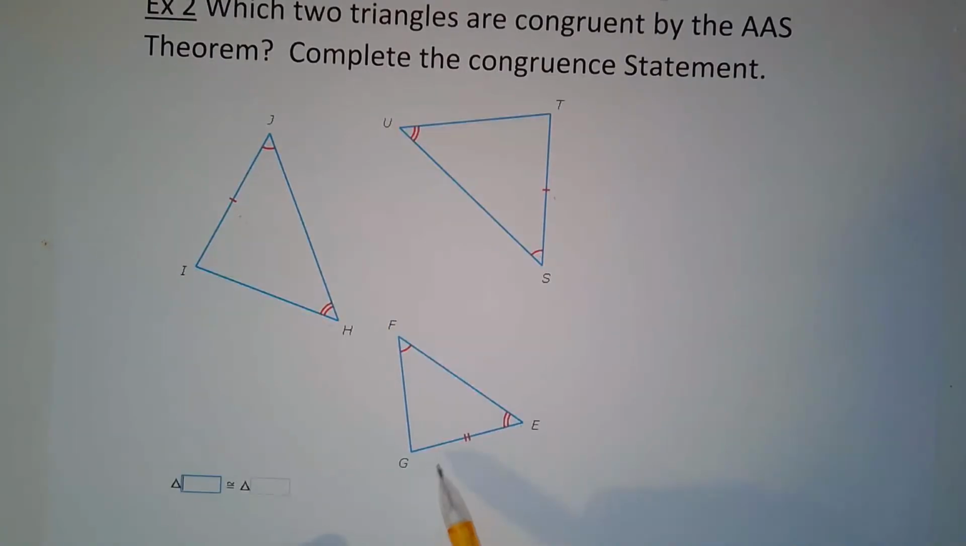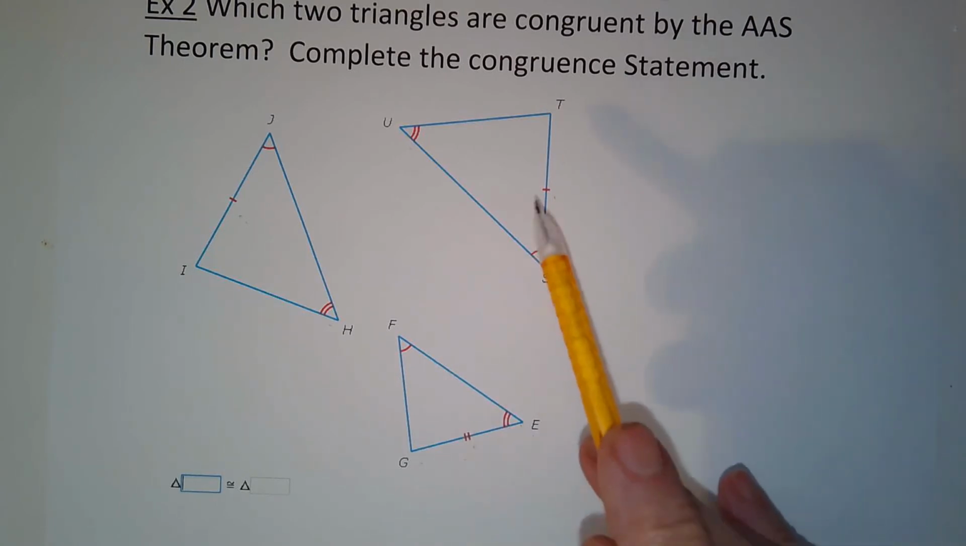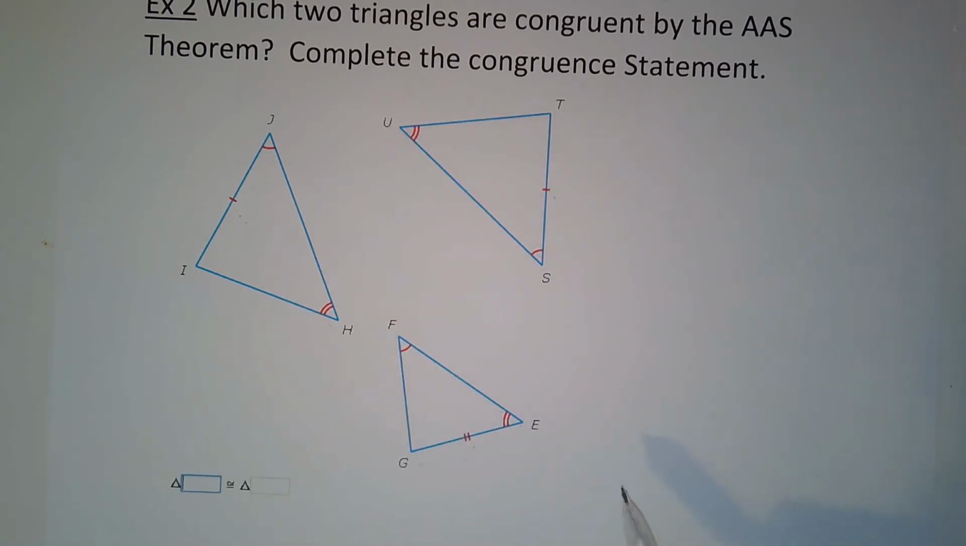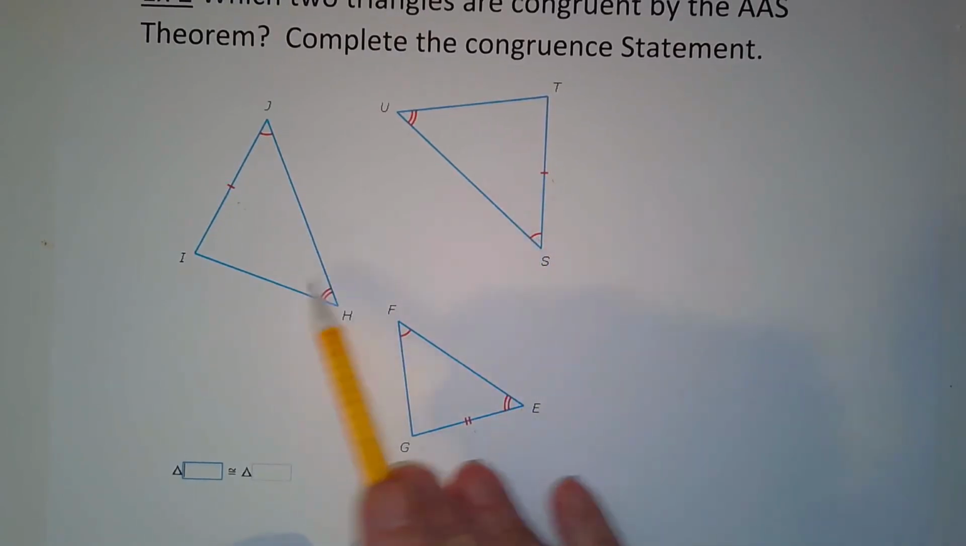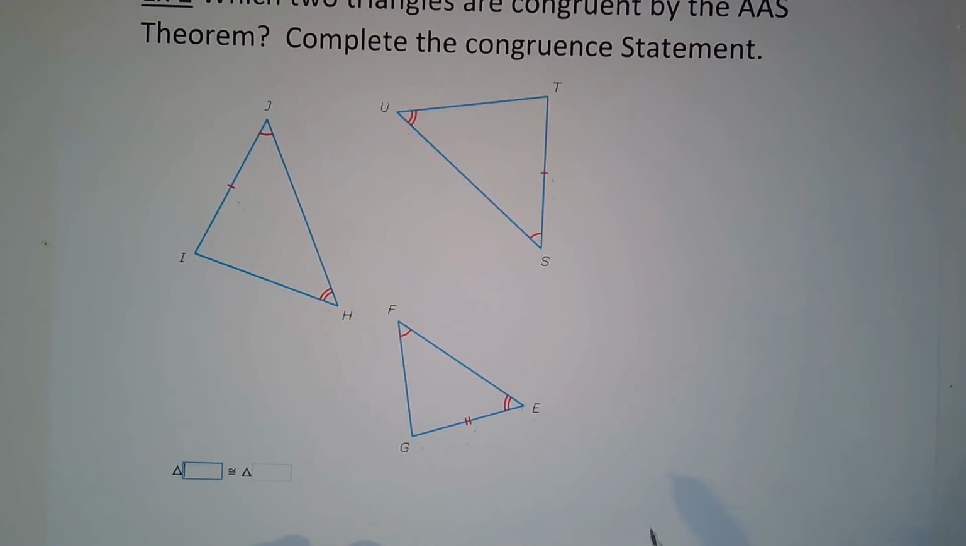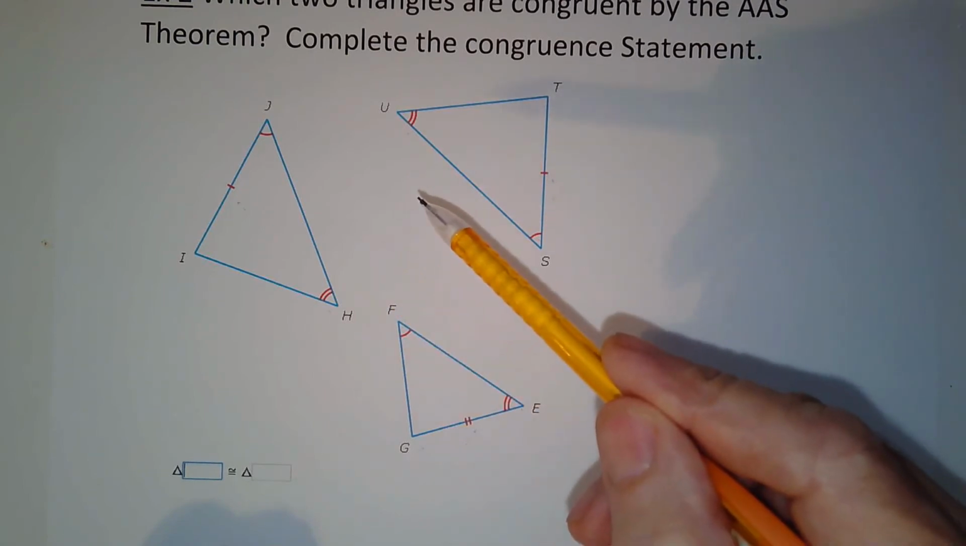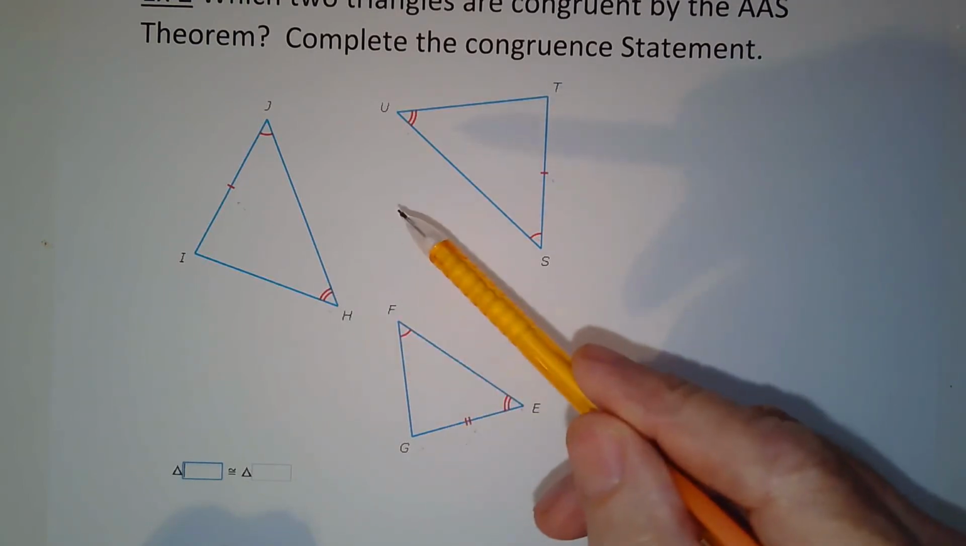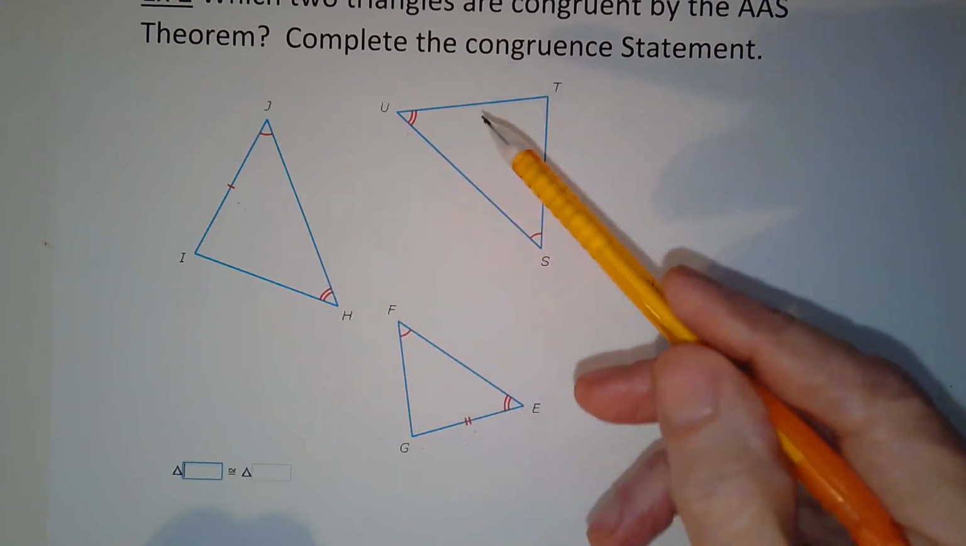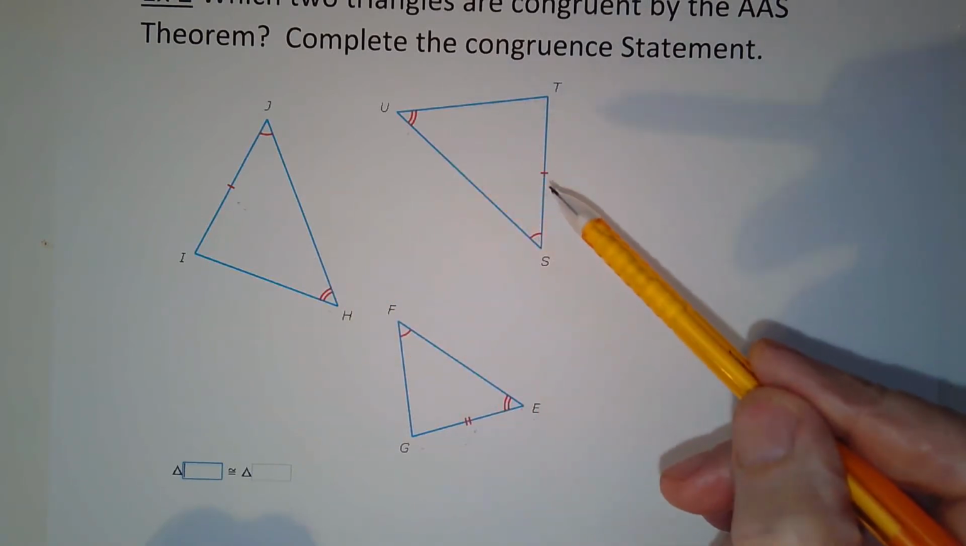But look at triangle EFG. Its included side has two tick marks, so its side is smaller than the side showing in the other two triangles. Now I'm guessing smaller just because physically the picture is smaller, and these two pictures appear to be about the same size. Remember though, you cannot make a determination as to whether something is congruent just by eyeballing the picture. You have to look at the angle and the side tick marks.